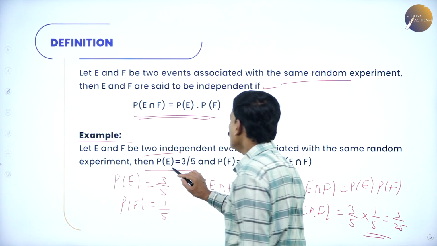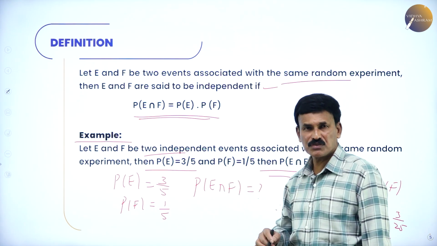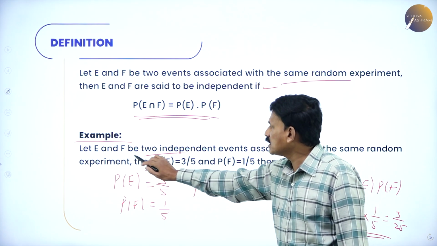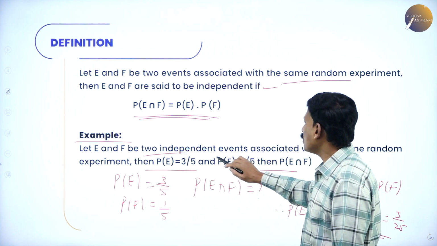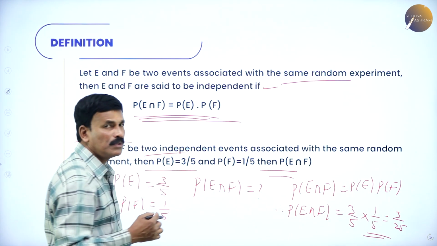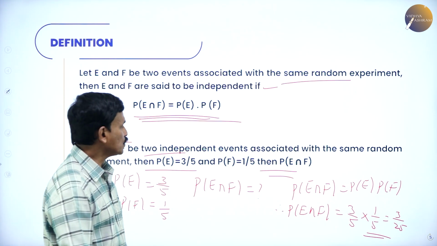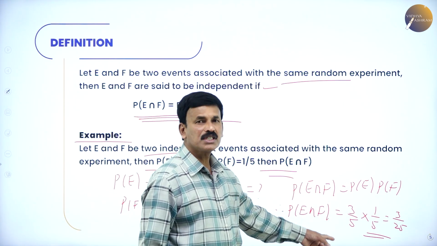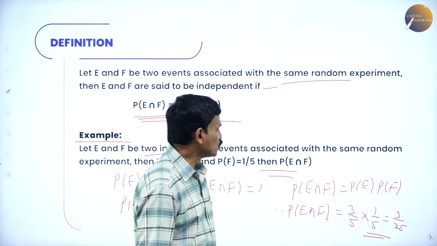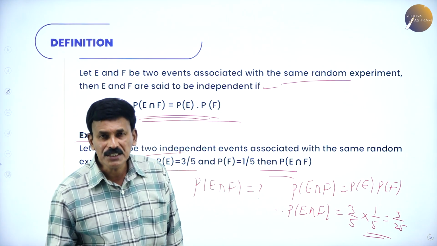Okay. So here, what is given? Probability of E is 3 by 5 and the probability of F is 1 by 5. Now to find the probability of E and F, since the given condition is that E and F are two independent events, the probability of E and F is equal to probability of E into probability of F. So probability of E is 3 by 5 into probability of F is 1 by 5, that's equal to 3 by 25, which is the probability of E intersection F.